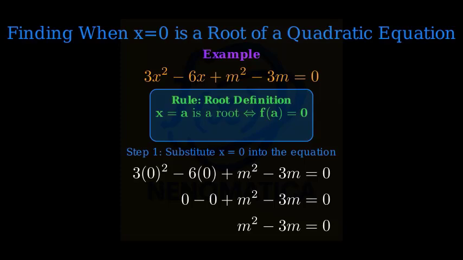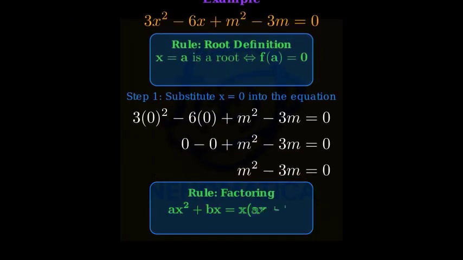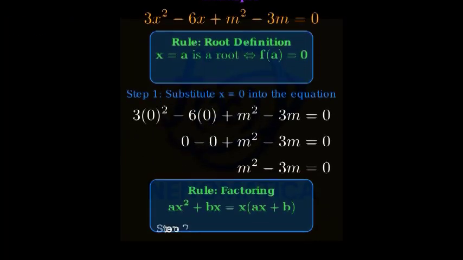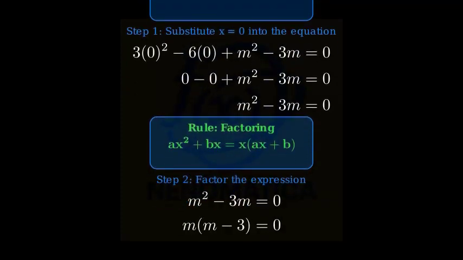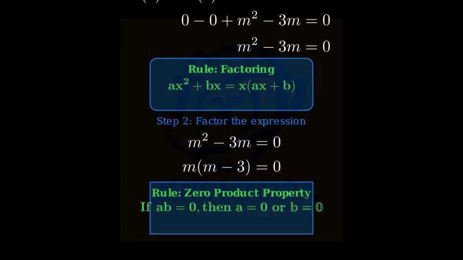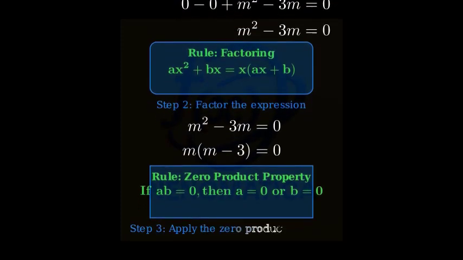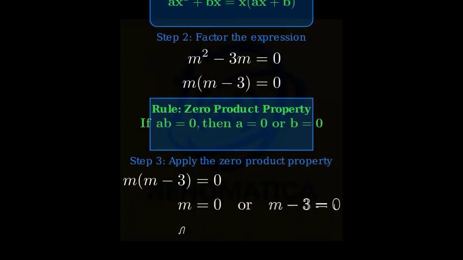Let's factor this expression to find the values of m. The expression m squared minus 3m can be factored as m times the quantity m minus 3 equals 0. Now we can use the zero product property. When a product equals 0, at least one of the factors must be 0. So either m equals 0 or m minus 3 equals 0, which means m equals 3.